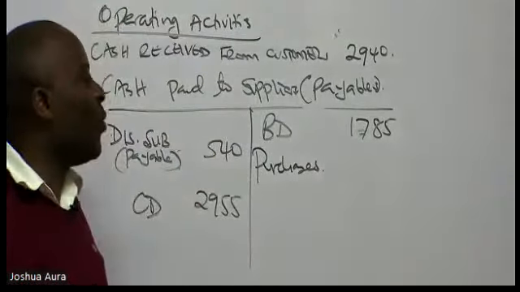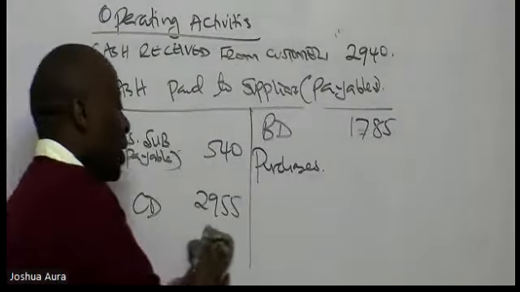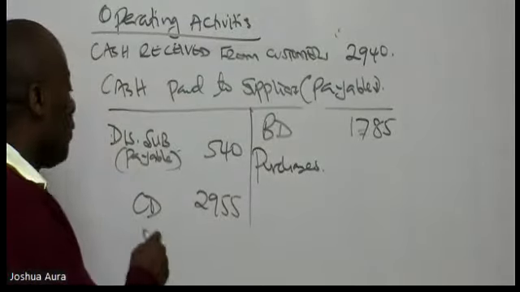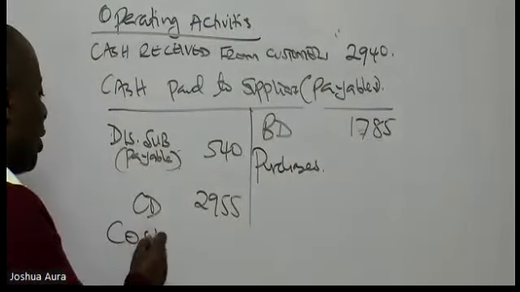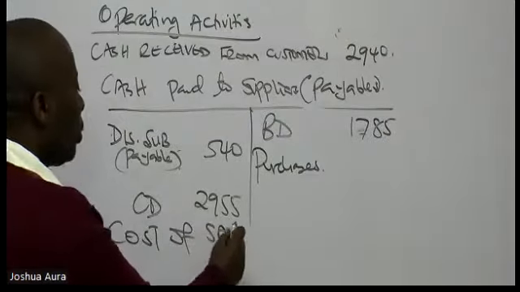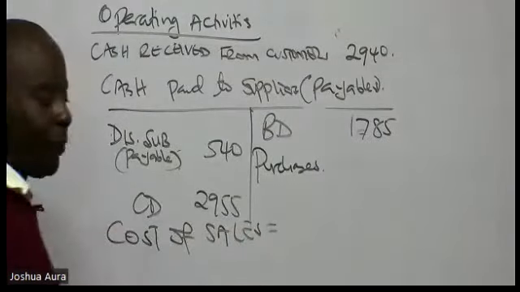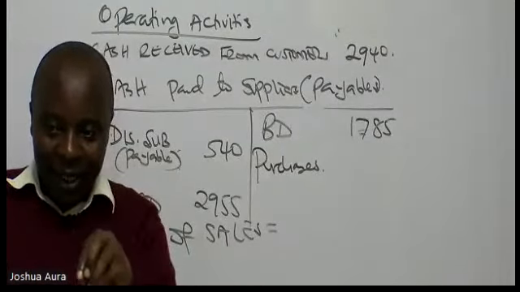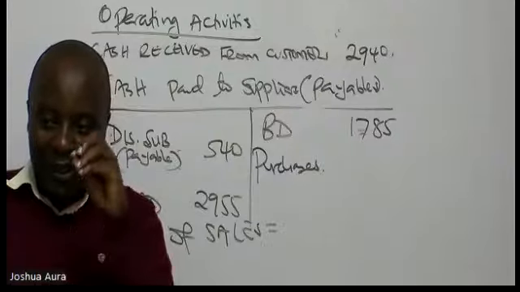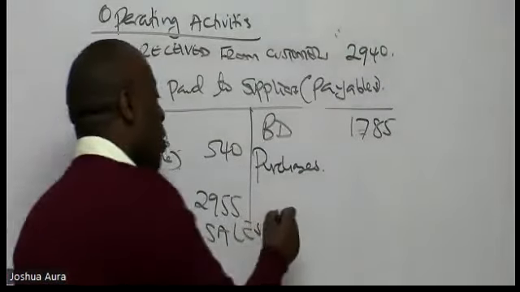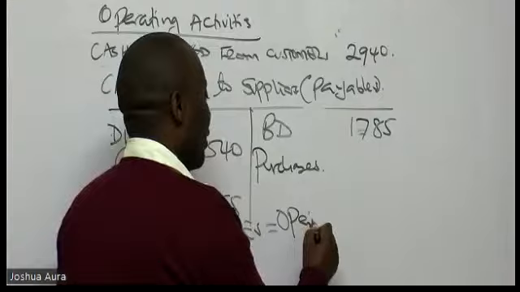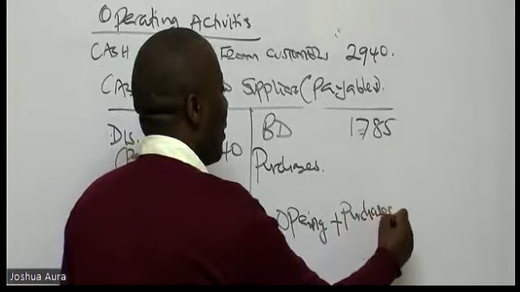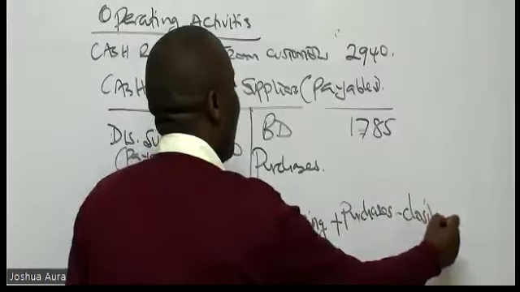Now, I would want a good student to remind Mwalimu here the formula of getting a cost of sales. When they want us to give them cost of sales in the income statement, what do we normally do? Opening plus purchases minus closing stock. So we have opening stock, inventory that is, plus purchases minus closing inventory.